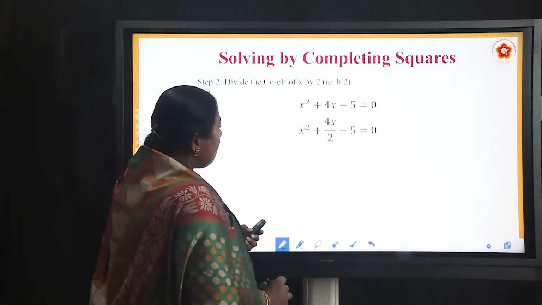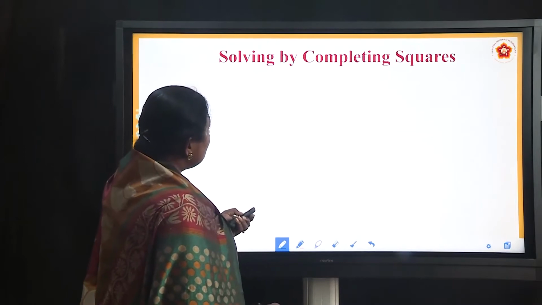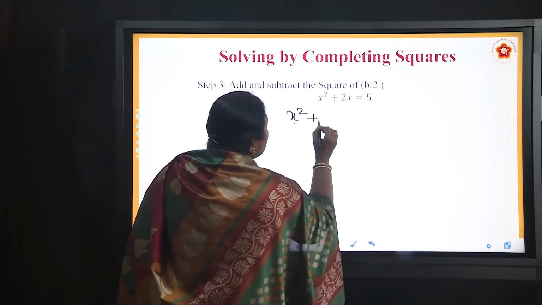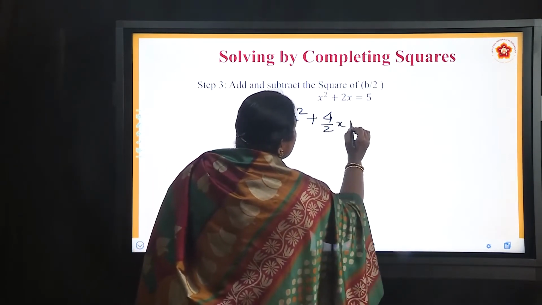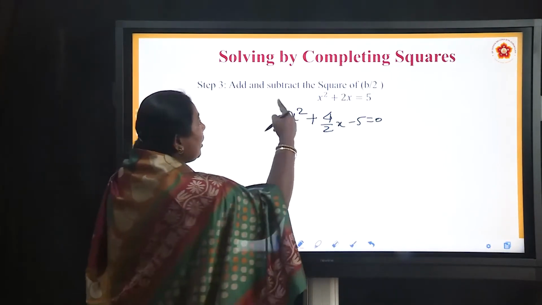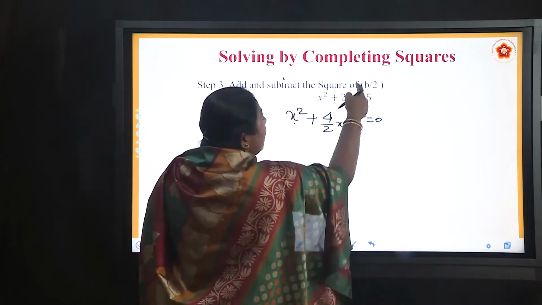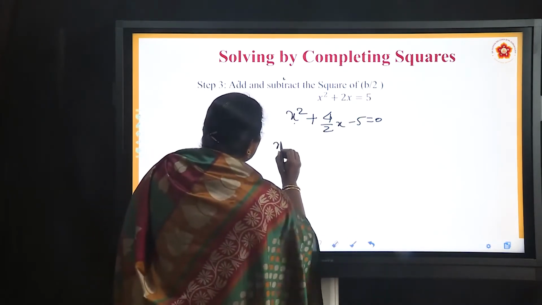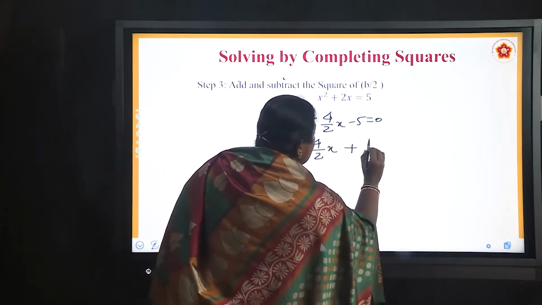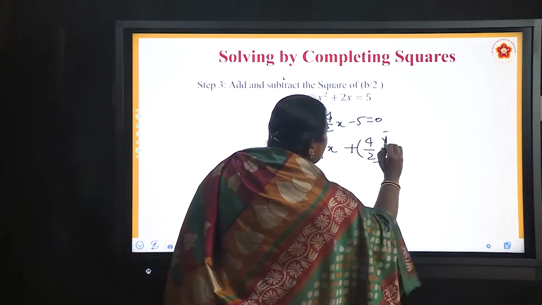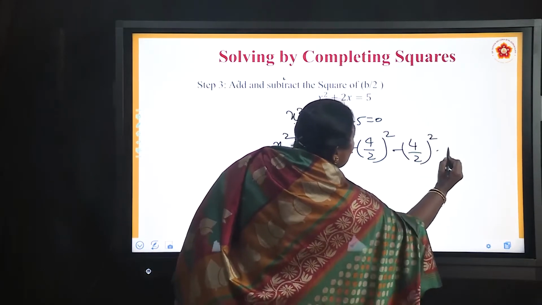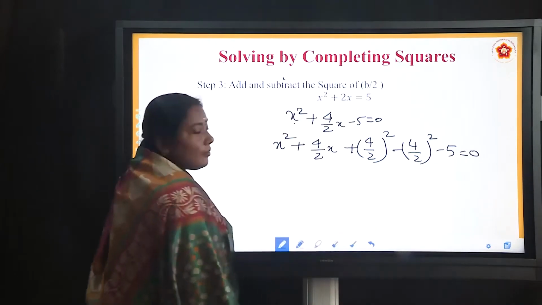Now the next step, step 3. So x square plus 4 by 2x minus 5 equal to 0. This is our second step equation, right? In the next step, what we have to do? Add and subtract the square of b by 2. So what we are going to do? X square plus 4 by 2x plus 4 by 2 the whole square minus 4 by 2 the whole square minus 5 equal to 0, right?